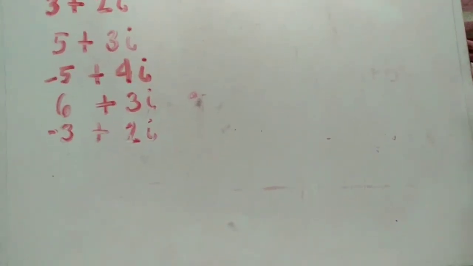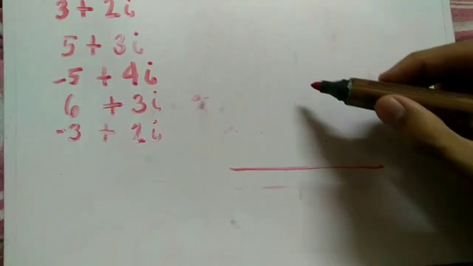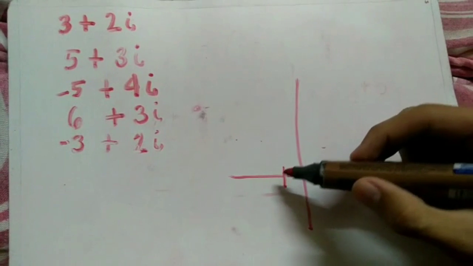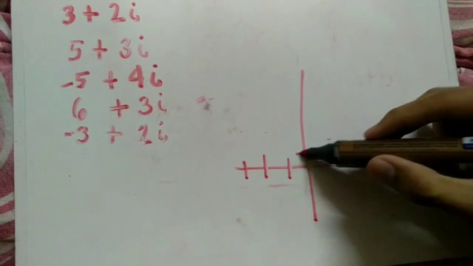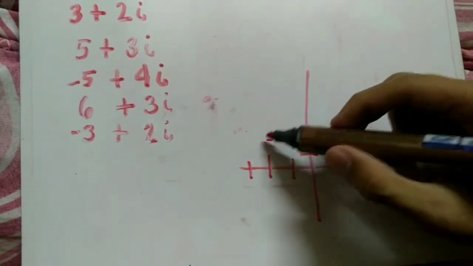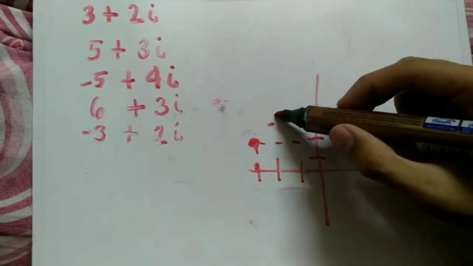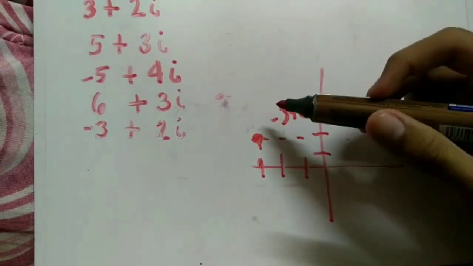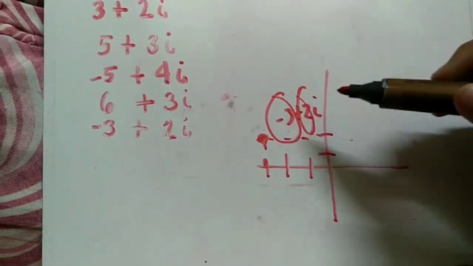Our fifth example is negative 3 plus 2i. So negative 3: negative 1, negative 2, negative 3. Then 2i: 1, then 2. So this is our point. This is our negative 3 plus 2i. The real part is negative 3 and the imaginary part is 2.